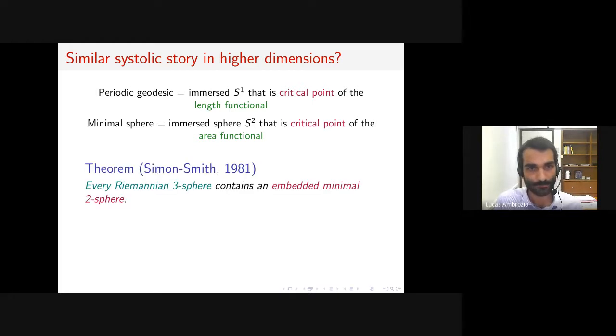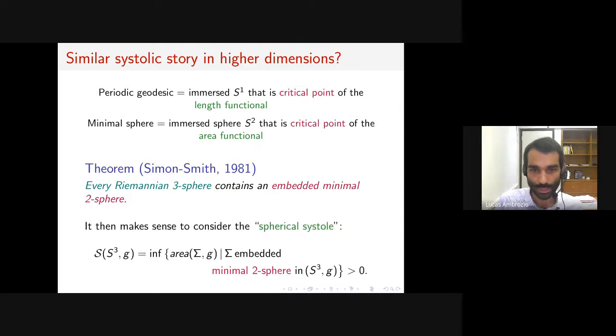Okay, so first of all, we need an existence theorem, right? We need to know that on every Riemannian three-sphere, there is at least one embedded minimal two-sphere. And this was proven by Simon and Smith. Since we have such objects, it makes sense to define the infimum of the area of embedded minimal two-spheres on any given Riemannian three-sphere. And this is a number that I will call the spherical system. This is not standard terminology, but in this talk, we will use it. So I'm looking for the least area of critical points of the area functional in the space of two-spheres in a given Riemannian three-sphere.